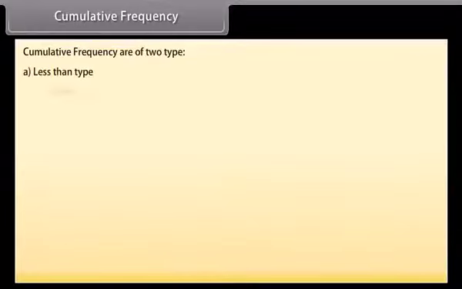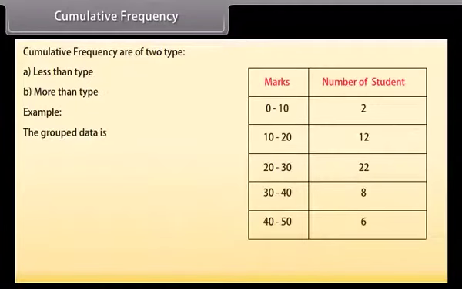Cumulative frequency. Cumulative frequency are of two types: A, less than type; B, more than type. Let us understand it with example. The grouped data is, for marks 0 to 10, number of students are 2. For marks 10 to 20, number of students are 12. For marks 20 to 30, number of students are 22.